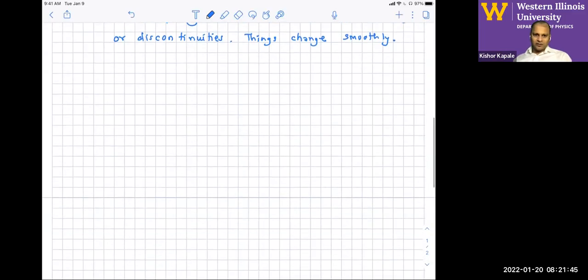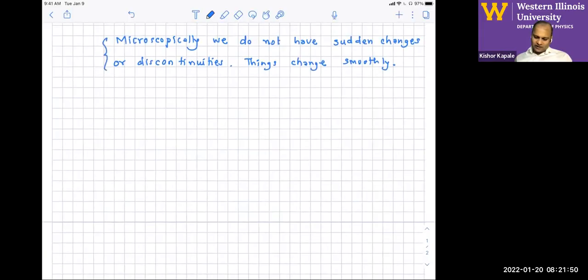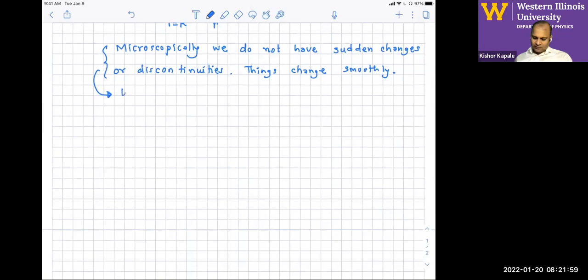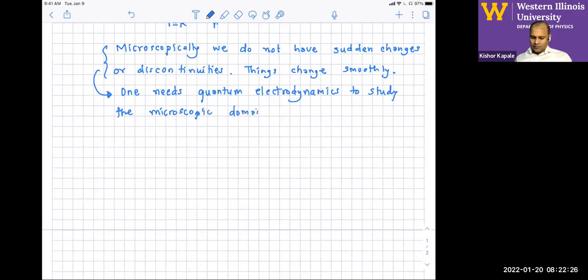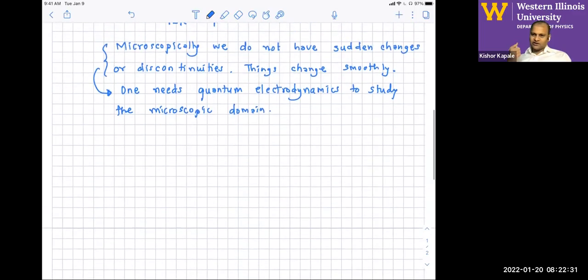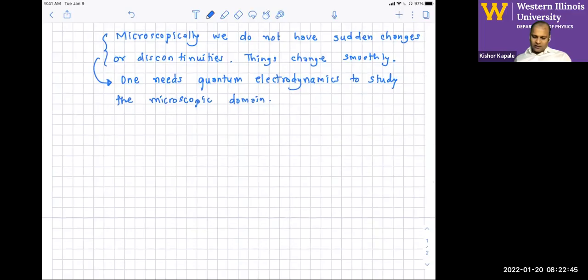So the true microscopic theory, or rather the theory that you need to understand things at the microscopic level, is quantum electrodynamics. And here, it's not just the charges or the currents that would be smoothly varying. It applies to all of the electromagnetic field parameters, right? So the large distance domain of quantum electrodynamics is classical electrodynamics.